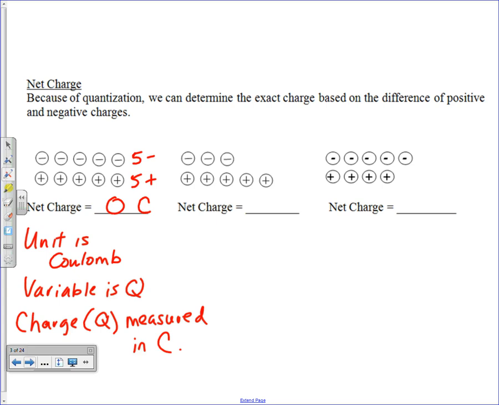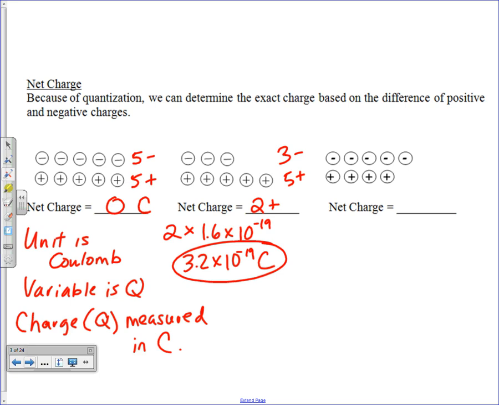Let's take a look at the next. We have 3 negative charges and 5 positive charges, giving us a net charge of 2 positive charges. Now, if I wanted to determine the exact amount of charge, I would take 2 times the charge on a proton, which gives me 3.2 times 10 to the negative 19th coulombs.